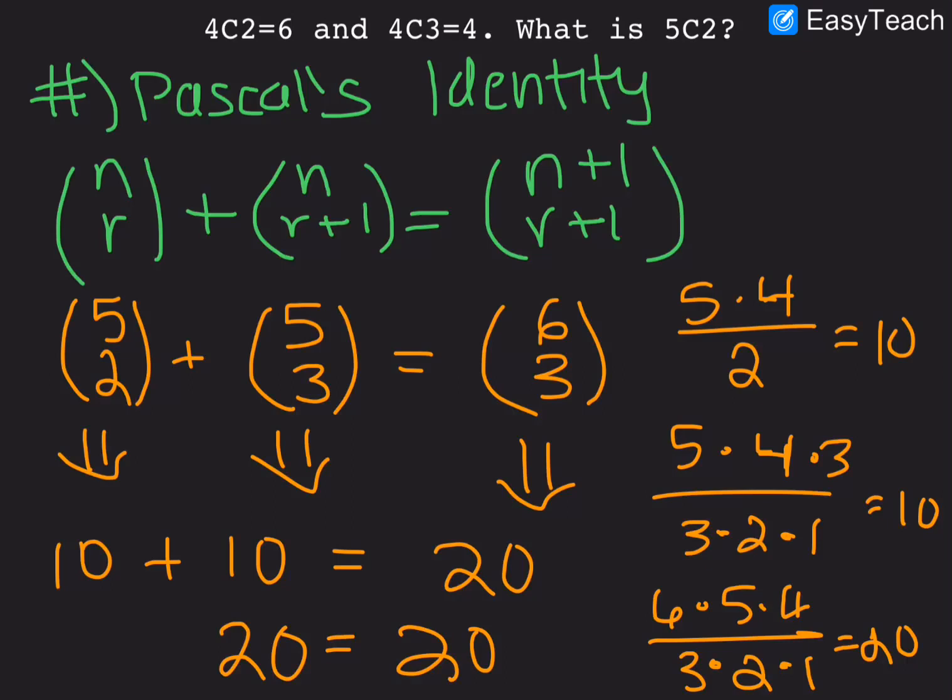But what if it only works for these three combinations? Or maybe it only works for the first couple of rows. I don't want to continuously test it for all the combinations. Like, there's infinite. So let's try a more algebraic approach. Let's use these variables to prove Pascal's identity.